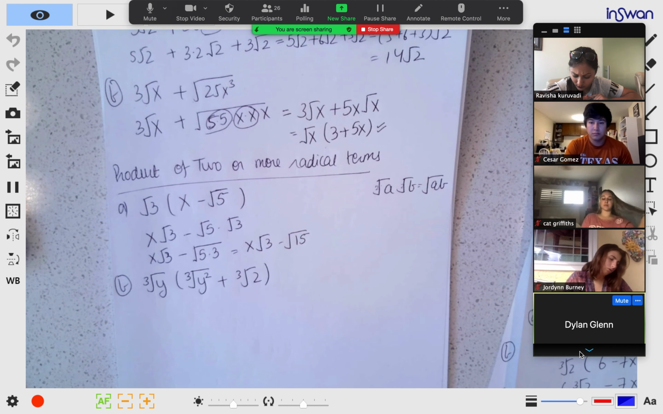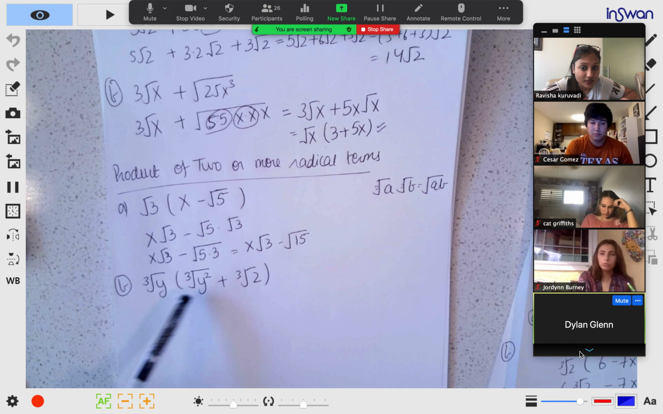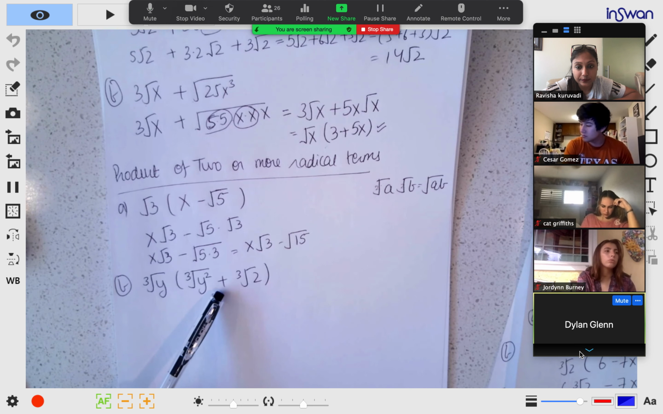Wouldn't you combine the y squared and 2? Okay, can you combine them? Oh wait, no, because it's addition, right? Addition you cannot combine. In case of multiplication, you can.